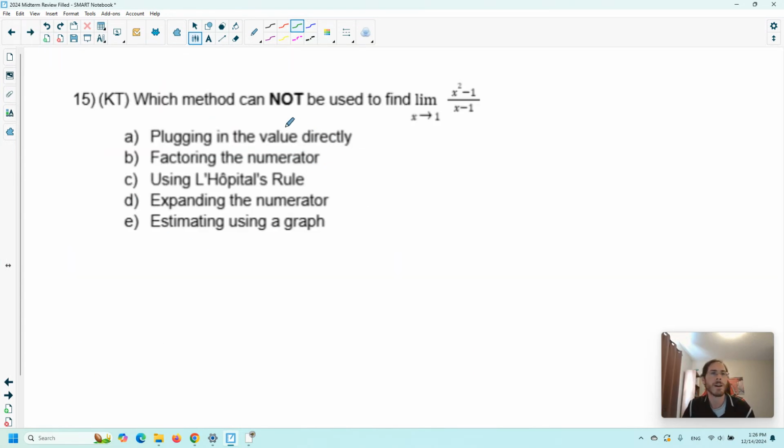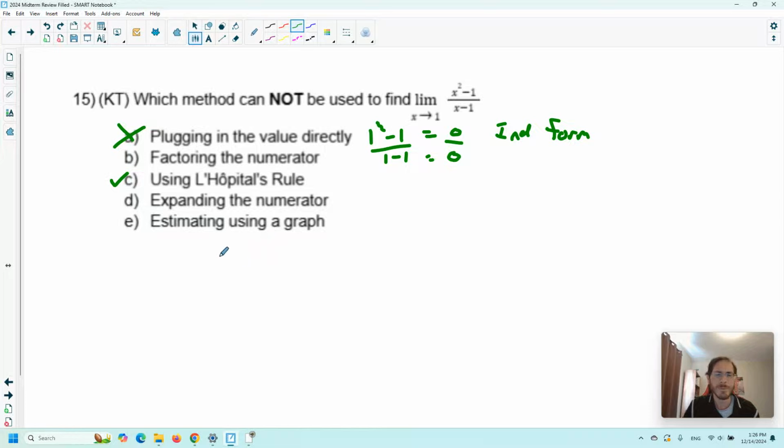Which method cannot be used to find the limit as x approaches 1 of (x squared minus 1) over (x minus 1)? Plugging in the value directly. Well, let's try it. 1 squared minus 1 over 1 minus 1. So that's 0 over 0. You can't do that because we would be stuck with indeterminate form. Now, if we have indeterminate form, we are allowed to L'Hopital. Most people would probably L'Hopital that one. So we're allowed to do that.